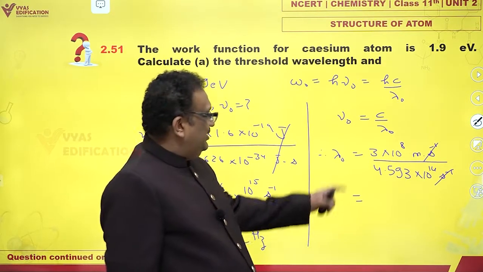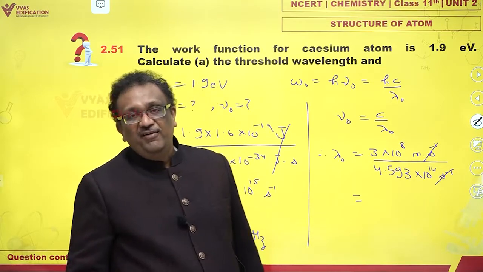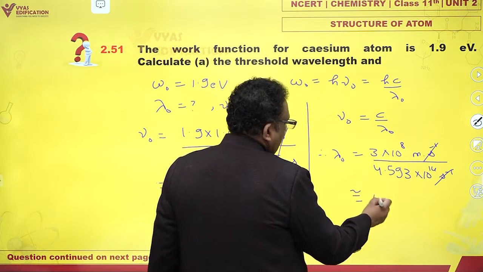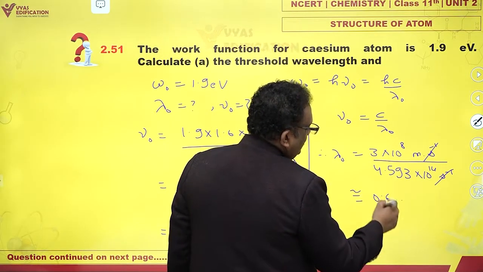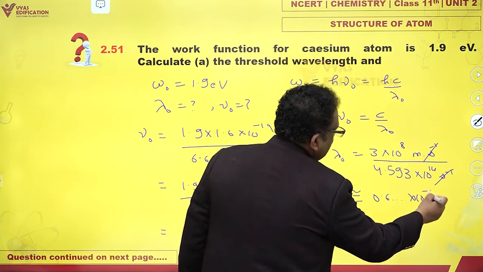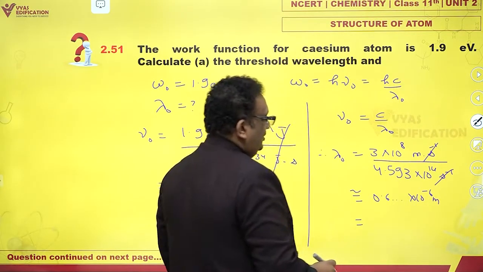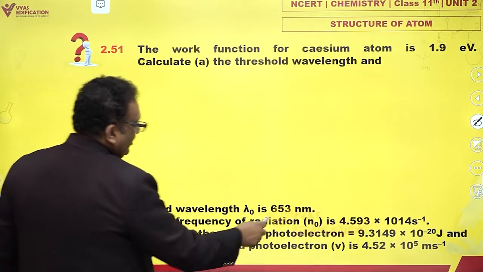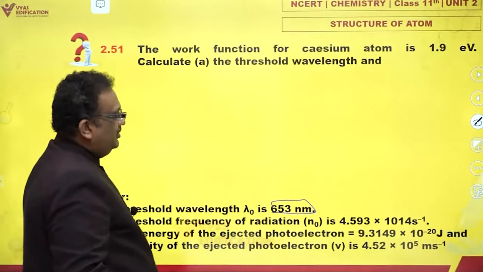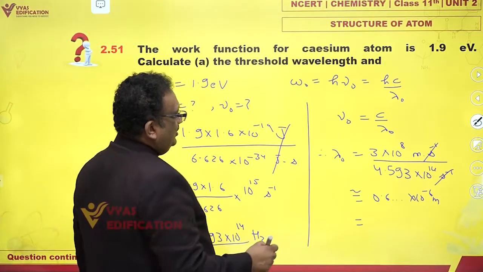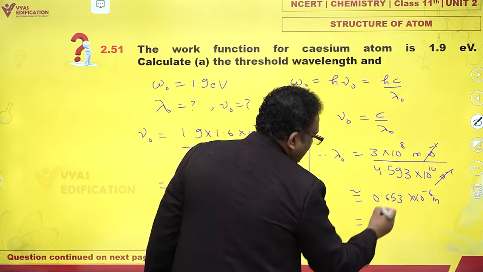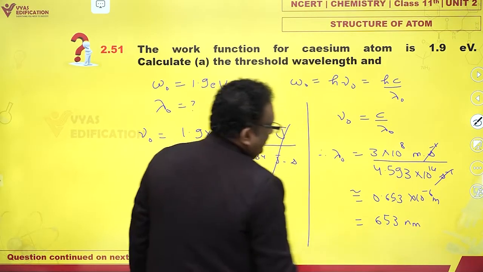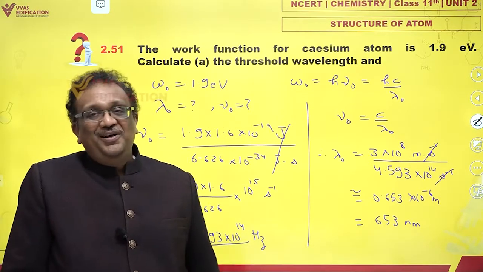If I just approximate 3 and 4.5, that is 1 by 1.5, which is 0.67, 0.62 around, 6 something into 10 raised to minus 6 meter, 653 nanometers. So 0.653 if it is 653 nanometer. This is threshold wavelength for you.